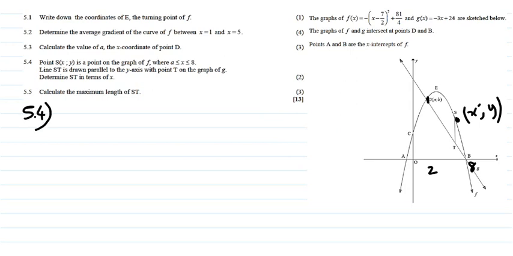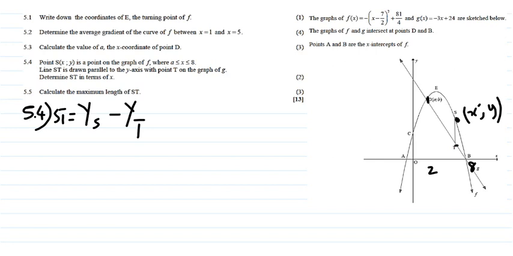Okay, so think about this. If I were to find ST, let's say I know the y value at S and I know the y value at T. What would I do? I would subtract, right? I would say the y value at S minus the y value at T. That is the expression for ST. But I don't really know the y value at S. Here's my question: how would you find the y value at S?